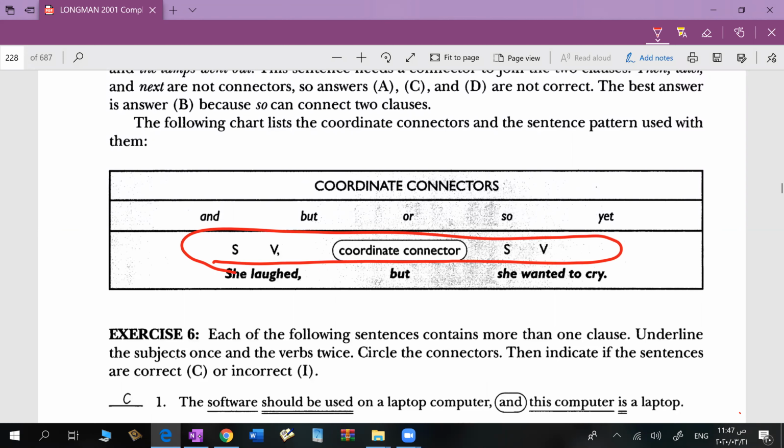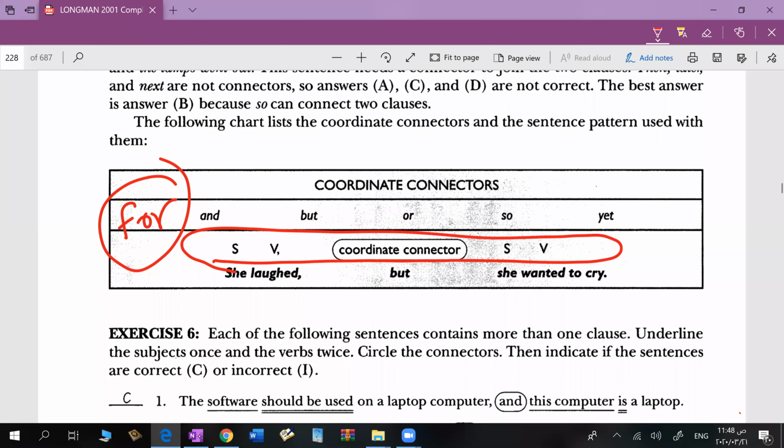I don't know why the book here didn't mention for, but I want you to add for. Maybe for is a bit literary, and you will not find for in informal conversations. It's only in very formal conversations and literature.